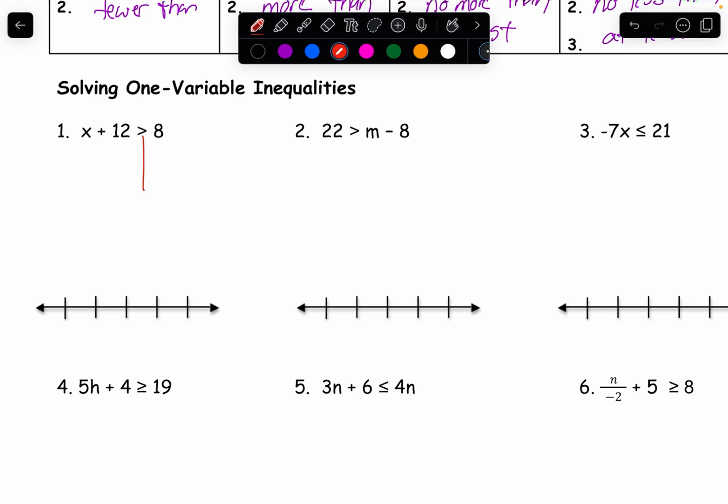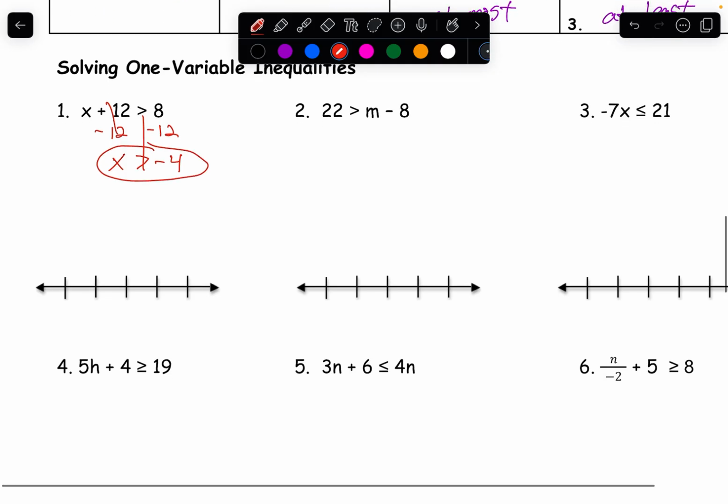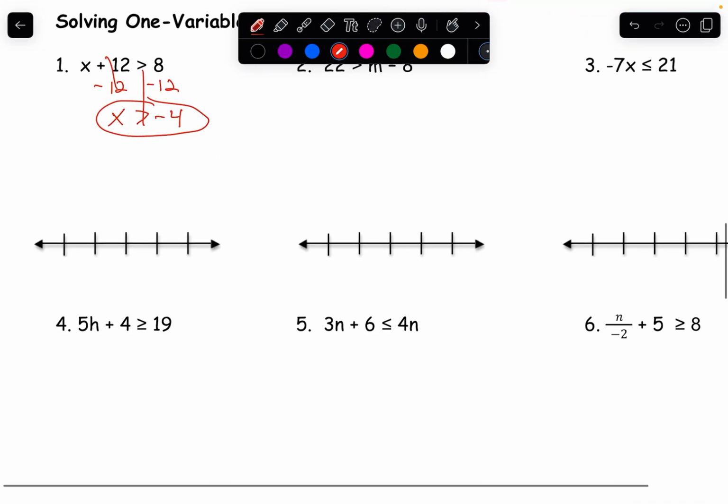So draw the little line down, kind of like the equal sign, only it's a greater than symbol here. We're going to undo addition with subtraction. So something plus 12 has to be greater than 8. Subtract 12 from both sides, bring down the x. 8 minus 12 is negative 4. Now, I'm just going to bring down the symbol as well. So we're saying anything greater than negative 4 is a solution. So what I want you to do is to represent that visually, we're going to put the negative 4 in the middle of our number line.